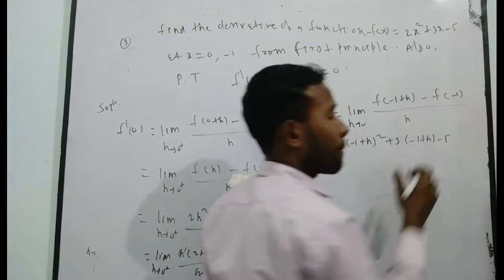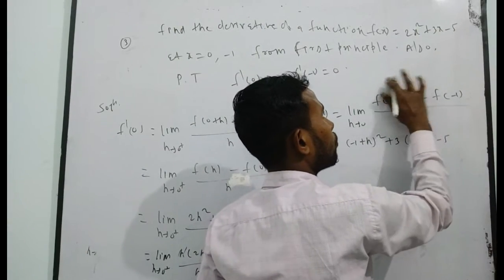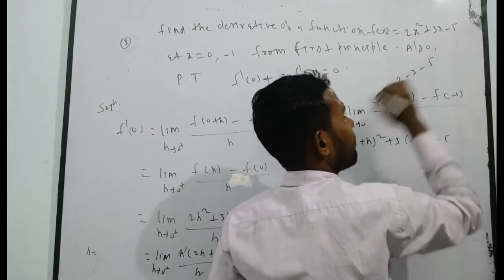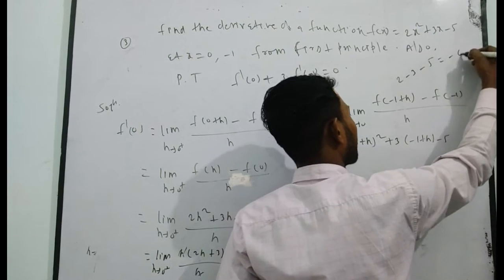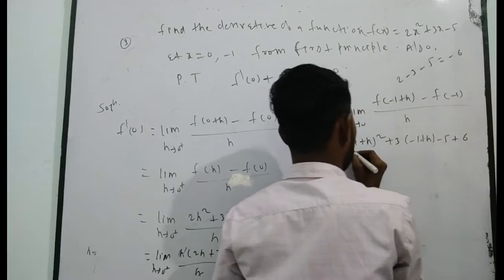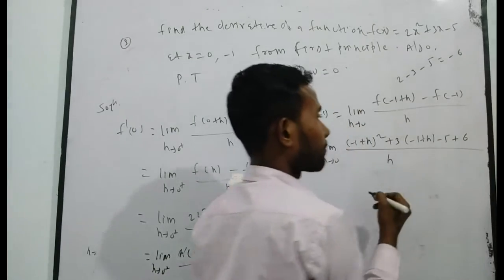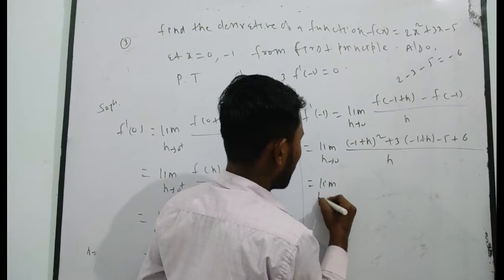Now you have to find the value of f(minus 1). What is the value of f(minus 1)? Simply put here 2 minus 3 minus 5, and it will be minus 8 plus 2, that means minus 6. If you take the minus, then it will be plus 6 divided by h. Now simplify it, limit h tends to 0.